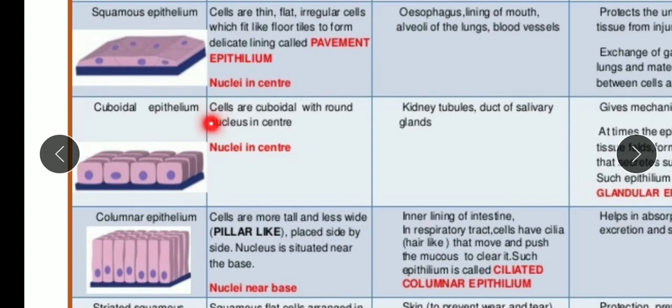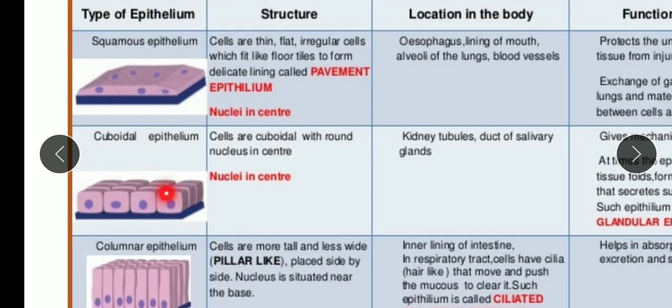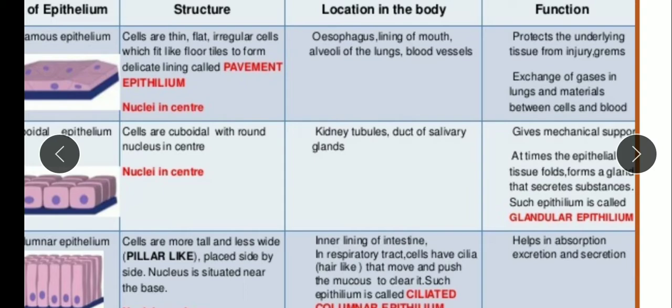Next is the cuboidal epithelium. Square shaped cells are there in the cuboidal. They are of equal height and width, cuboidal with a round nucleus in the center. You can see the nucleus is present in the center. Cuboidal epithelium is present in kidney tubules and ducts of salivary glands. So they are present in salivary glands. What is the function of cuboidal epithelium?